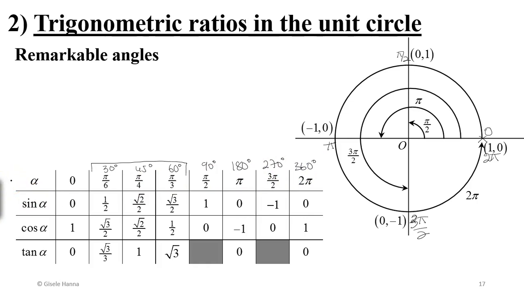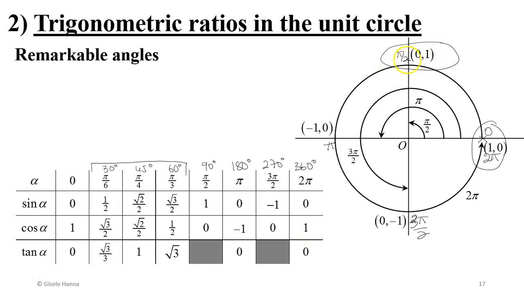So this is the full table of remarkable angles, and we need to determine their trigonometric ratios. Now regarding 0, pi over 2, pi, 3 pi over 2, and 2 pi, you can just determine their sine and cosine based on the coordinates of the points. You'd notice that 0 and 2 pi are at the point of coordinates 1, 0, and x is the cosine and y is the sine. So this is why sine of 0 is 0 and cosine of 0 is 1. And similarly, sine of 2 pi is 0 and cosine of 2 pi is 1.